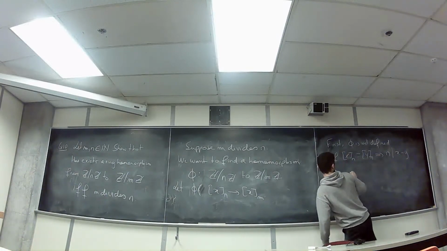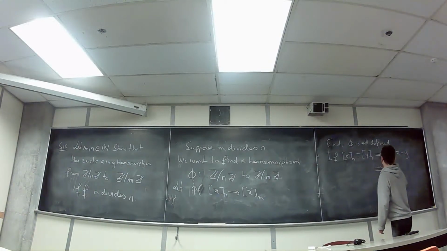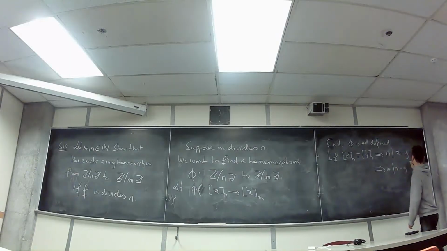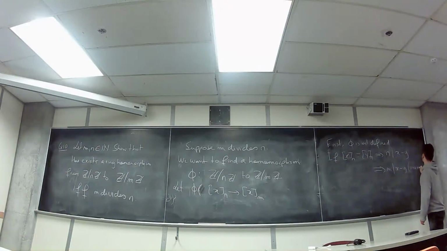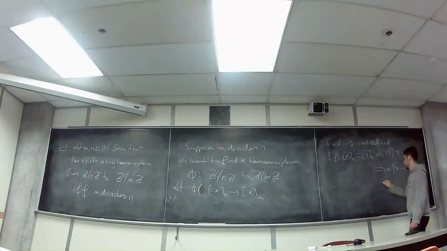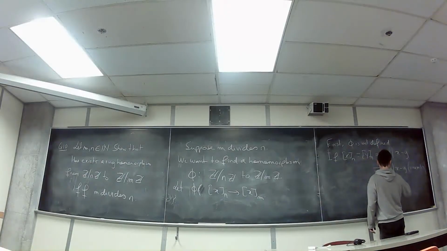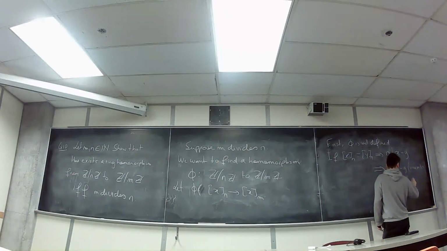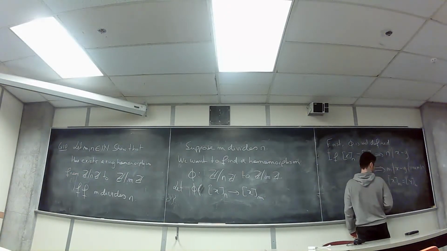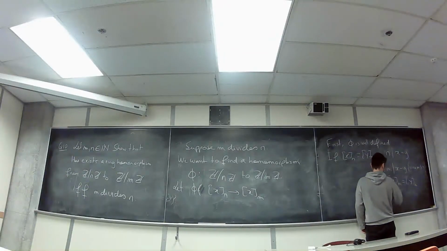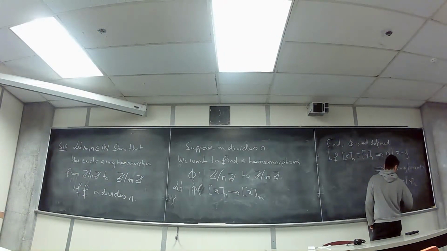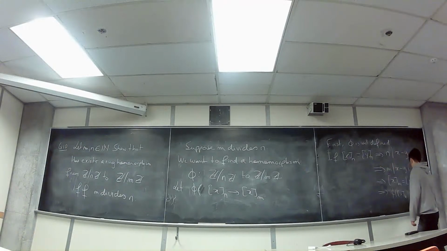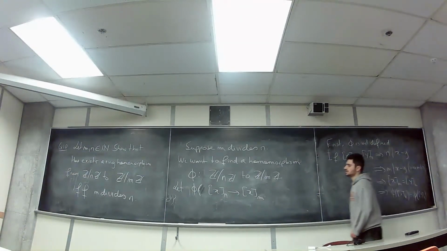M divides n. So this implies that m divides x minus y, since m divides n. Agree? If m divides n and n divides x minus y, then m will divide x minus y. This implies that the equivalence class of x mod m is equal to the equivalence class of y mod m, which implies that phi of x mod n is equal to phi of y mod n. So my phi doesn't really depend on the representative.